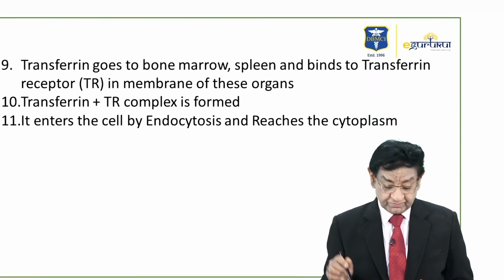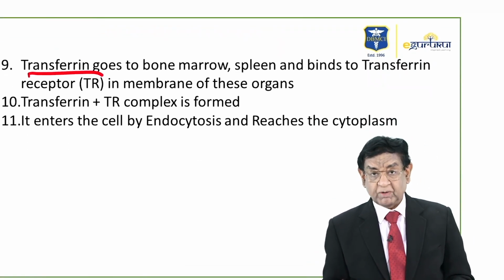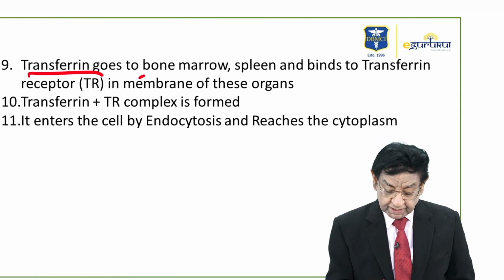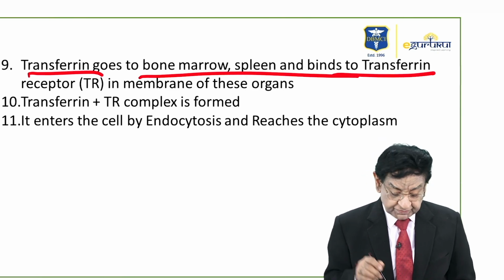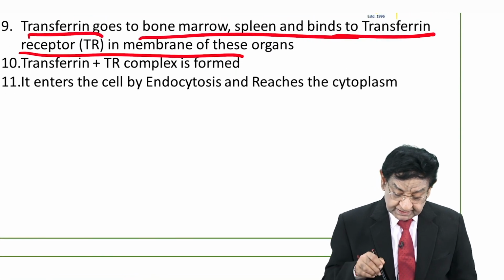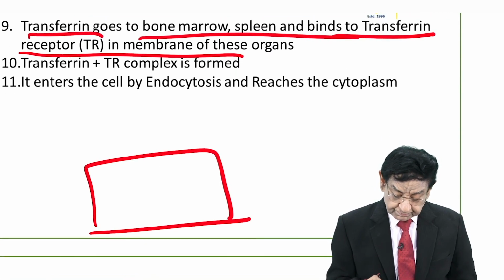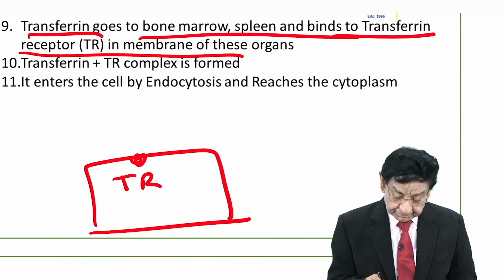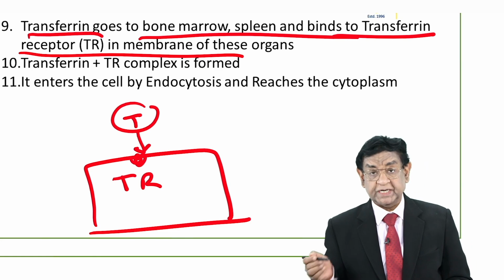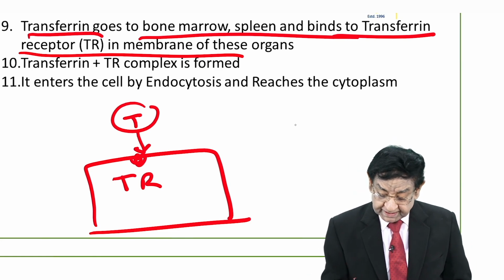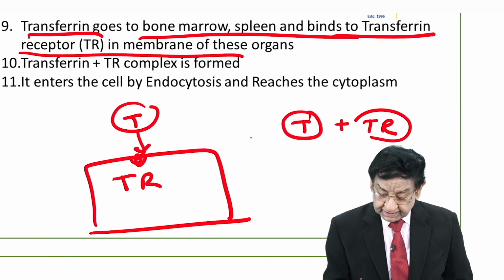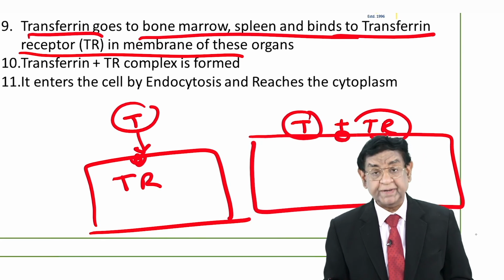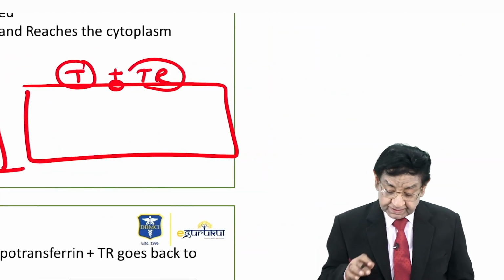So now finally we are getting transferrin, which is a complex of apotransferrin and ferric, that will go to bone marrow and liver, and here it binds to the transferrin receptor in the membrane of this organ. Let us say this is the membrane of the bone marrow. Here we have a transferrin receptor, TR, and here transferrin comes and gets attached to the transferrin receptor. That means we are getting a complex of T plus TR. T is transferrin, TR is transferrin receptor, and this complex is made in the membrane.